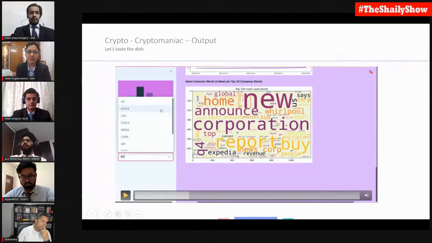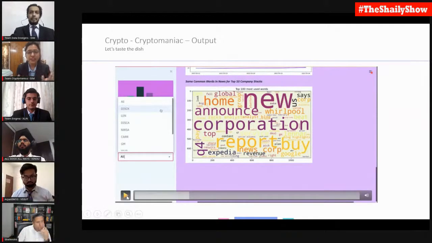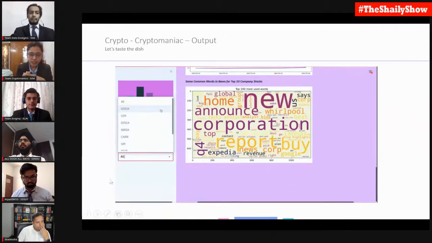Just above this word cloud, there was a line graph that shows the weekly performance of these top 10 stocks. And this word cloud over here shows the words that are commonly used in the news. So the front page basically shows all the data about all these top 10 companies.